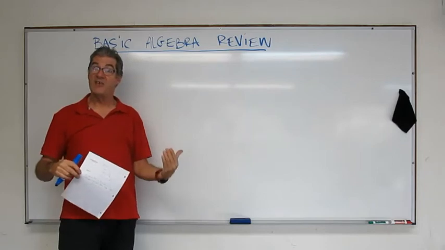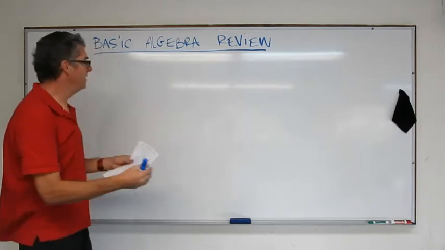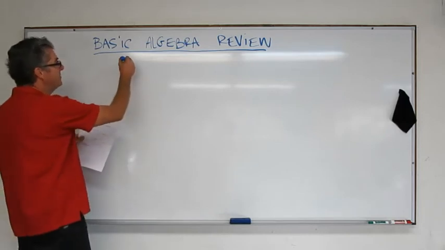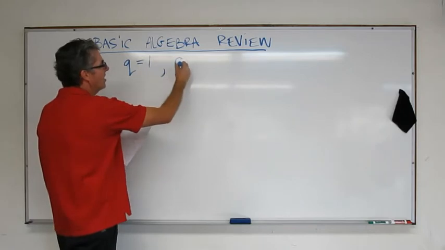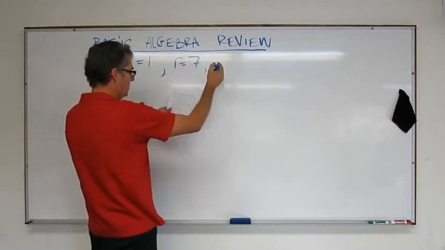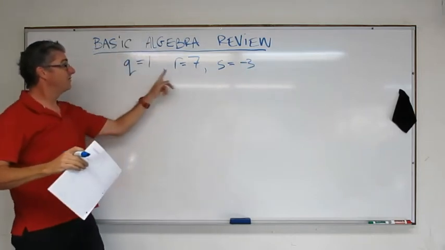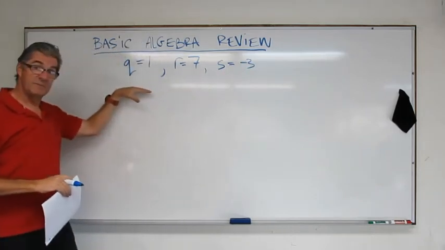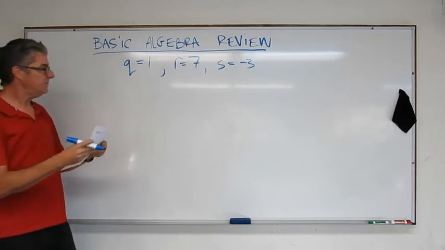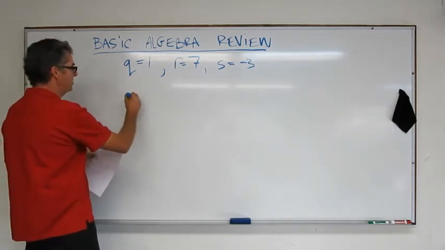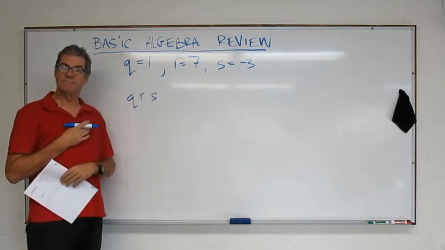We also evaluated expressions. These were plug-in type problems. Let's do one. With all these problems, you get something in the beginning like Q equals 1, R equals 7, and S equals minus 3. So these are the values for these variables. Now I'm going to give you some expressions we're going to plug in and evaluate. Okay, here's the first one. What is QRS? Pause the video, give it a shot.